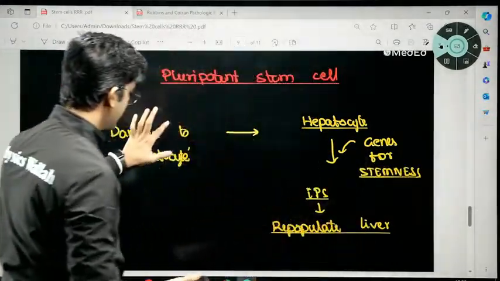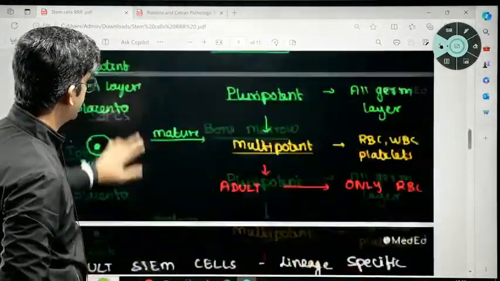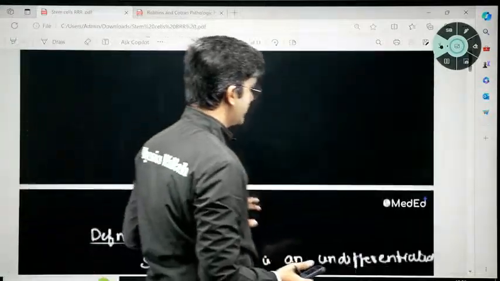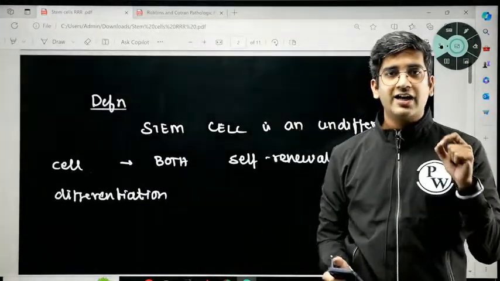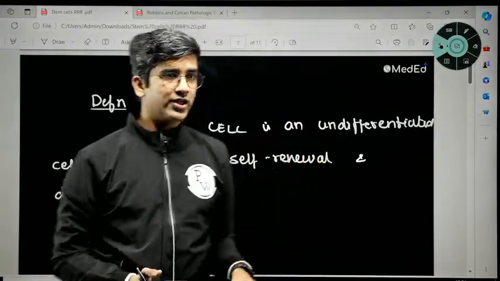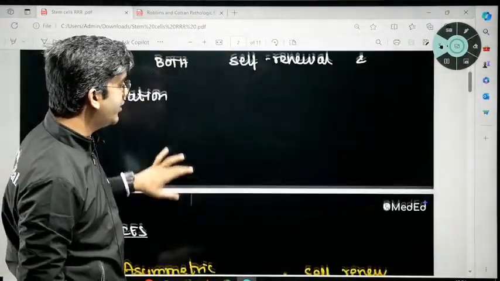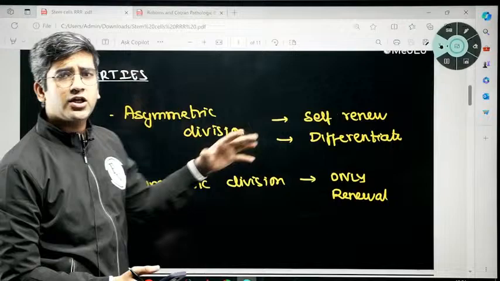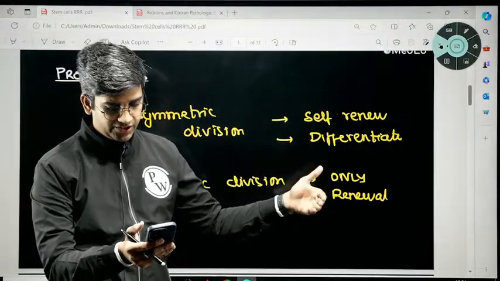Okay. So now I'll go and quickly revise whatever we read, fine? So what we read about stem cells is, first the definition. It's an undifferentiated cell which has the capability to both self-renew and differentiate. After the definition, we didn't go in the same way as Robbins. I just talked about asymmetric division and symmetric division, fine?